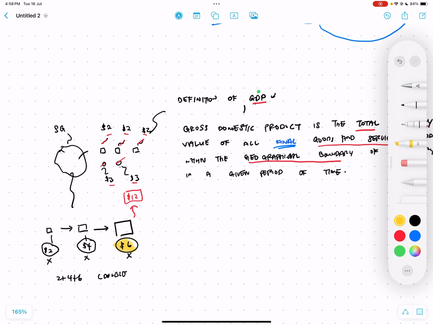So that's why it must be the final goods and services, and not just all goods and services, because some goods and services go on to become factors of production in other goods and services. And so you should only count the value of the final good or service.